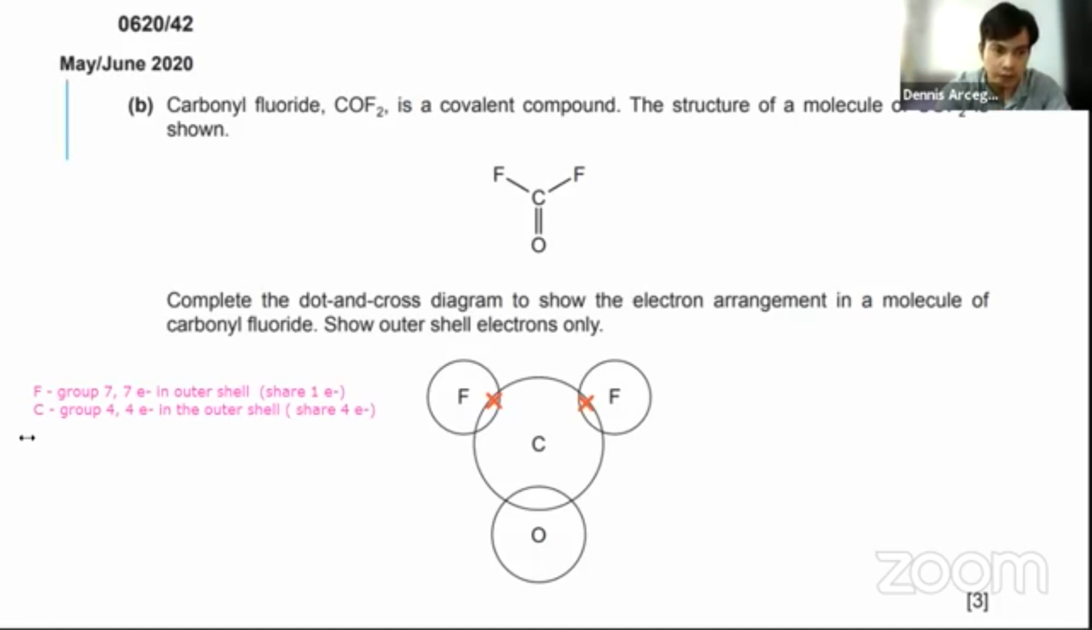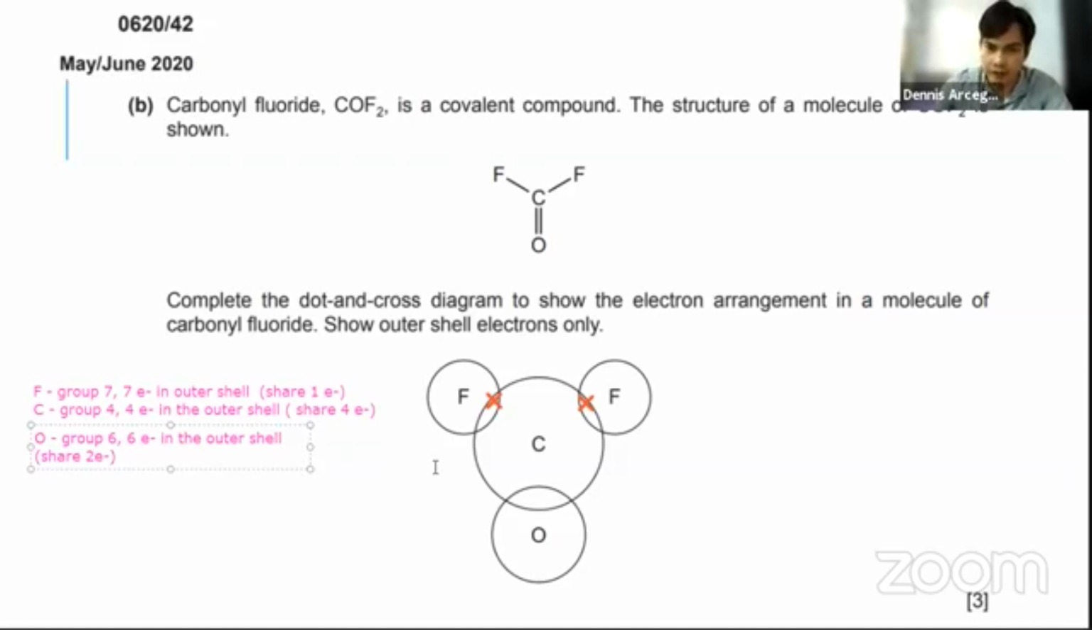Then let's have oxygen. Oxygen is group 6, so it has 6 electrons in the outer shell. It means it needs to share 2 electrons, because it should be 8.